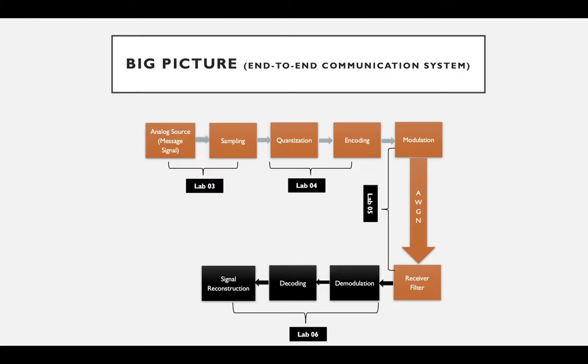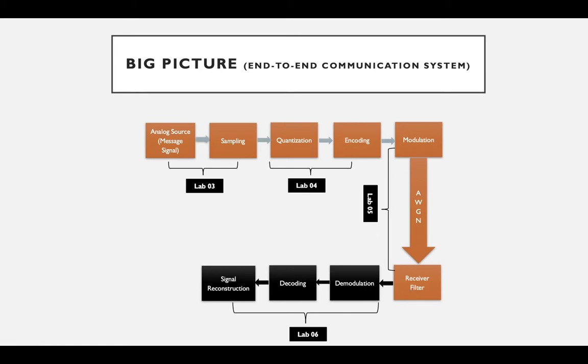So here is the big picture. We saw the analog source, which was our message generation. The message generation can be anything, and any source coming from, for example, a microphone or your camera or any other thing. And that analog source goes for the sampling process. After the sampling process, we were quantizing that, and the quantization was followed by the encoding process. So we have done everything till encoding, and today's lab we will be doing the modulation, then transmission through the AWGN channel, and then the receiving filter.